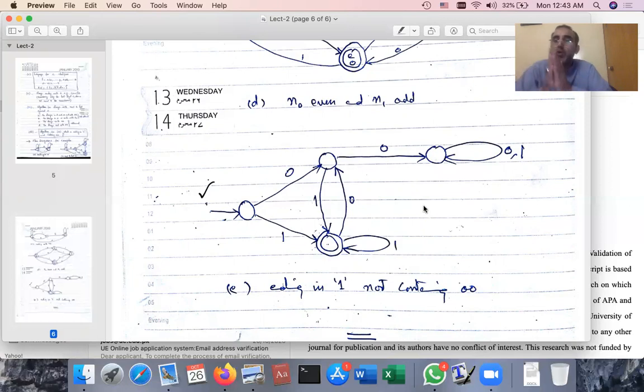FA is also called DFA, deterministic finite automata. But normally we say DFA simply as FA. If in your literature you find FA, then it always means DFA. And what is DFA? DFA is a machine in which the outer degree of every state is equal to the number of alphabets available in the alphabet set.